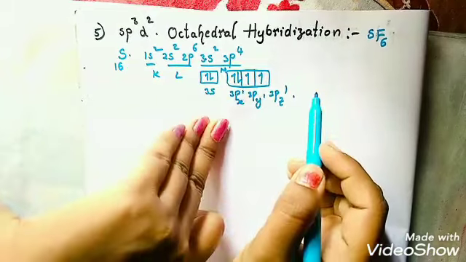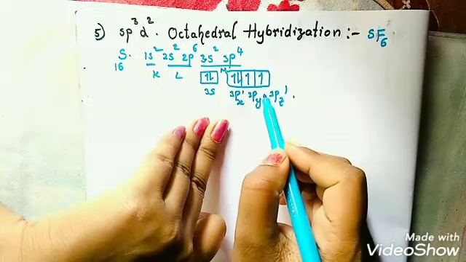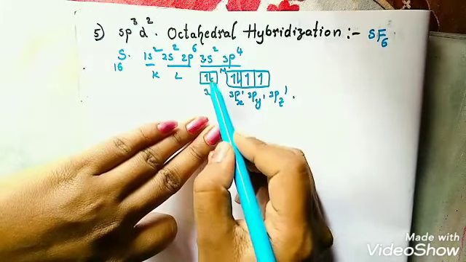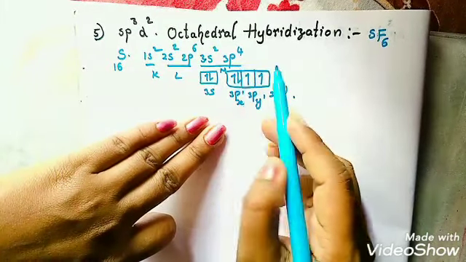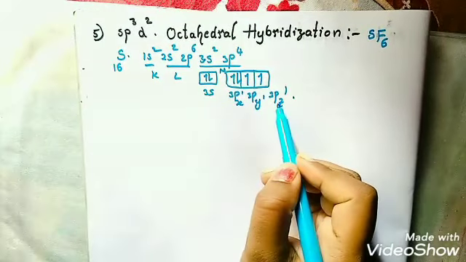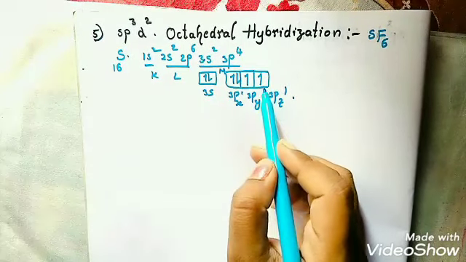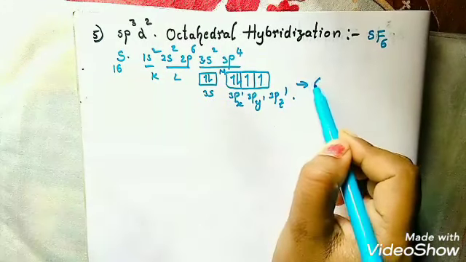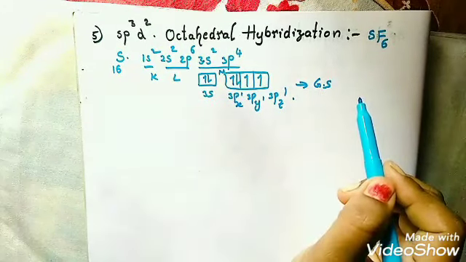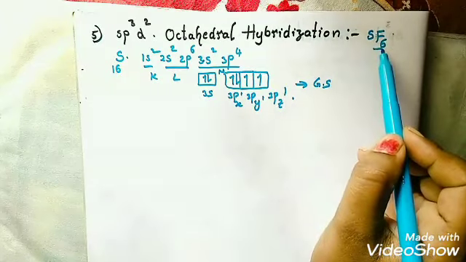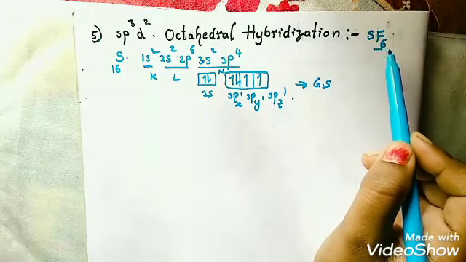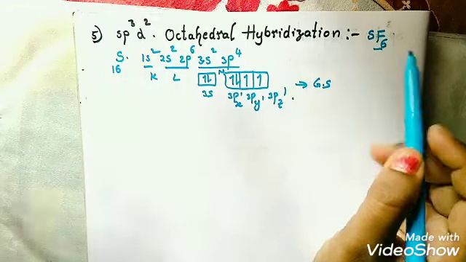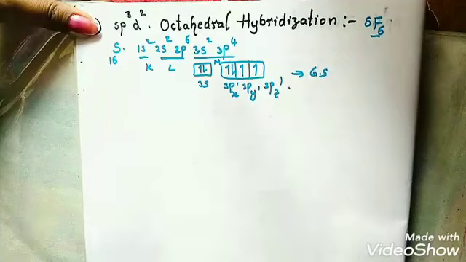If you draw the clear-cut notation for these electrons, in 3s orbital there must be 2 electrons. In px, py, pz orbital there are single electrons here, py1 and pz1. So this is ground state electronic configuration. So students, for SF6 it needs to form 6 bonds with fluorine, so that in its excited state there must be 6 electrons presented.